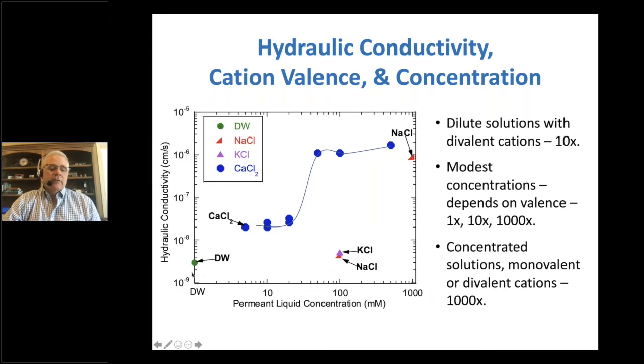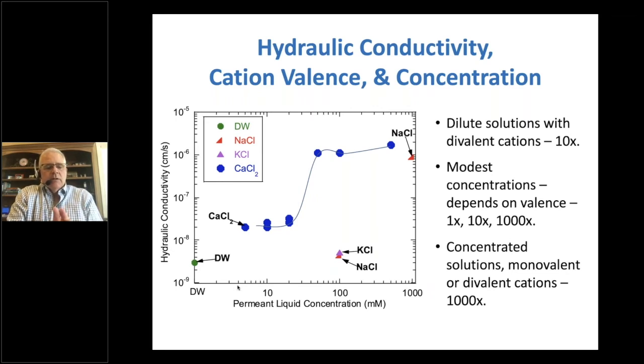Over here on the left, we show deionized water, DW. That's essentially water with no ions in it. And we're hydrating the bentonite and permeating the GCL with that liquid. We're getting a hydraulic conductivity around 10 to the minus 9, 3 times 10 to the minus 9 centimeters per second. Really, really low. That bentonite is swelling like crazy. It's a gel. All the pores are very tiny. The water molecules are struggling to make their way through the bentonite. It's really impervious.